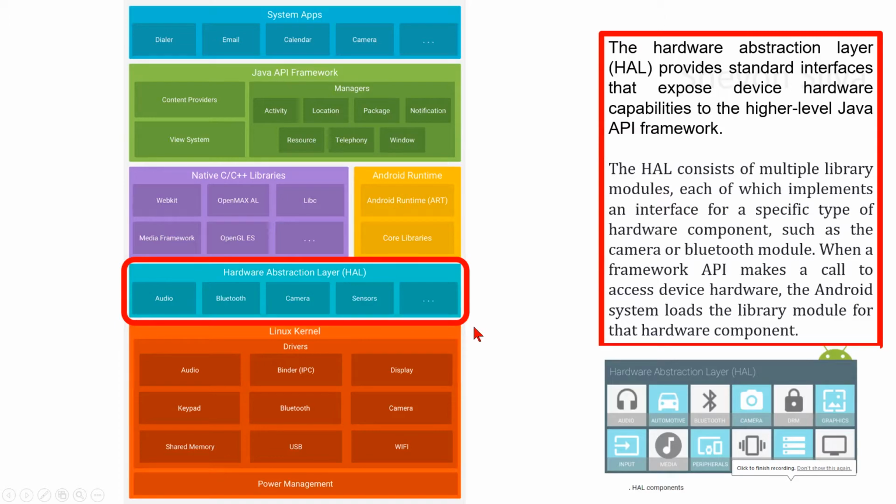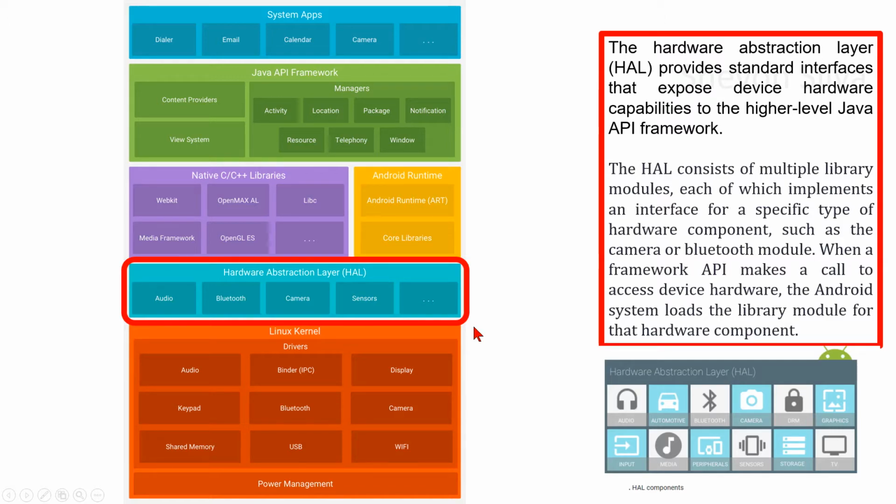Now we are considering the hardware abstraction layer. The hardware abstraction layer provides standard interfaces that expose device hardware capabilities to the higher level Java API framework. The HAL consists of multiple library modules, each of which implements an interface for a specific type of hardware component, such as the camera or Bluetooth module.